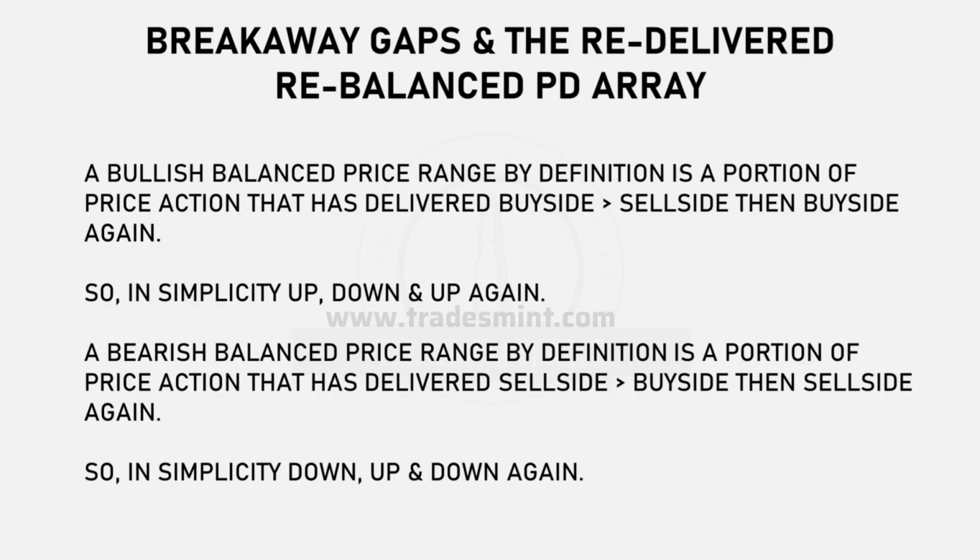This will also be very nice to include in your arsenal to identify certain breakaway gaps. So a bullish balanced price range by definition is a portion of price action that has delivered buy side, sell side, and then buy side once again. So in simplicity, up, down, and then up again. Inversely, a bearish balanced price range by definition is a portion of price action that has delivered sell side, buy side, and then sell side again. So in simplicity, down, up, and then down again.